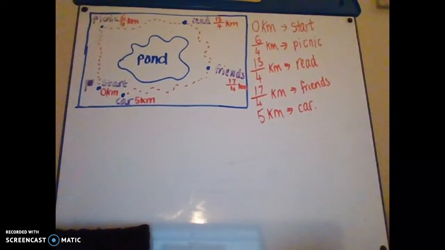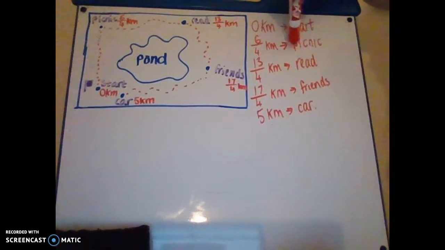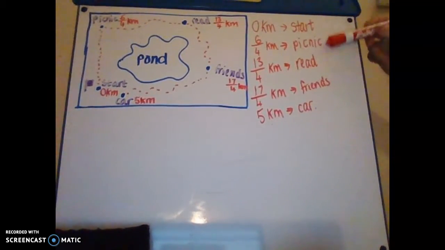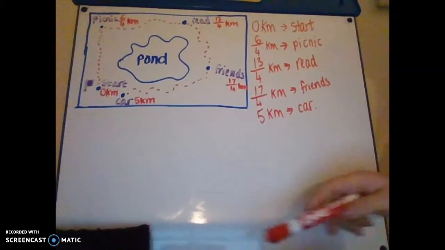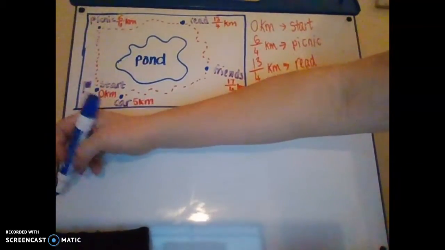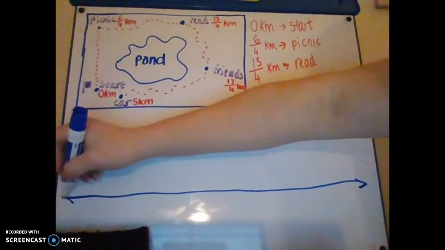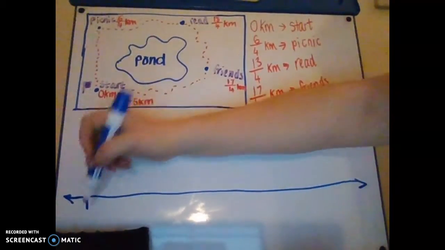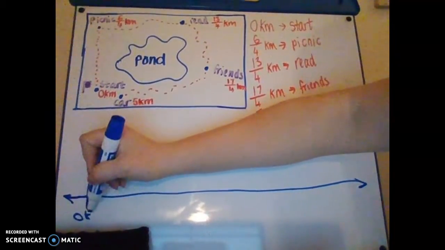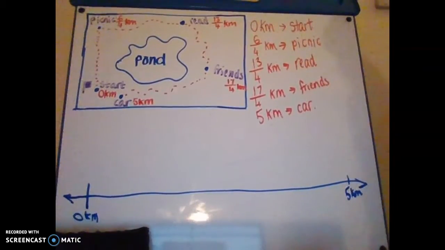So what I need to ask myself is, how far did I walk in total? I started at 0 kilometers and I walked 1, 2, 3, 4, 5 total spots. And I ended at 5 kilometers. So I'm going to put this on a number line, a nice long number line. Right at the start here is 0 kilometers, and right at the end here is 5 kilometers because that's where I stopped to get my car.